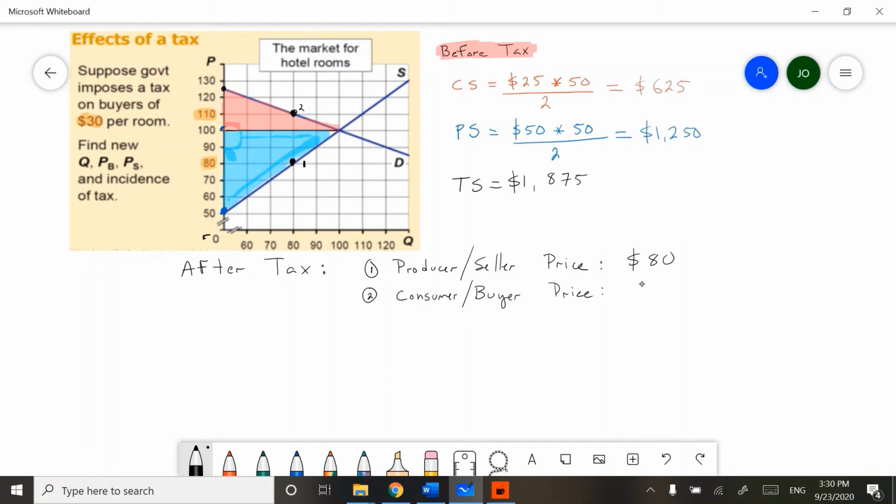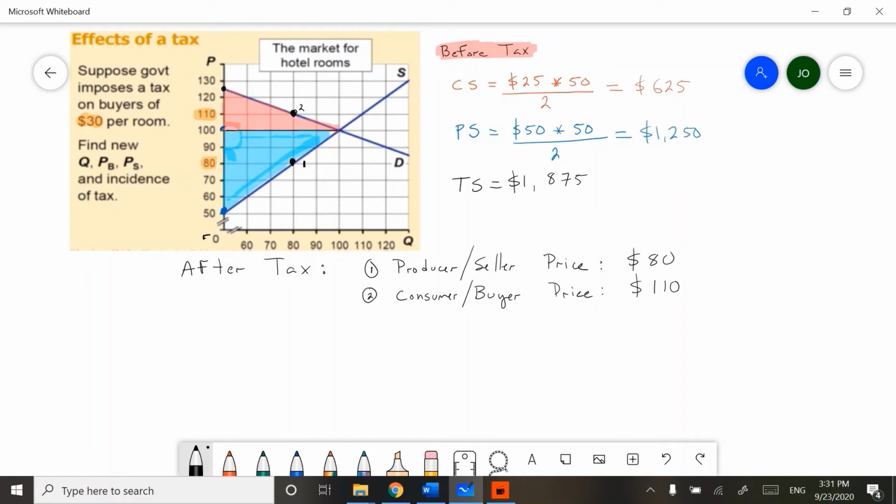And again, this is $110. Notice that if you subtract 110 from 80, you will get the tax, which is $30. Now, what do these numbers represent?